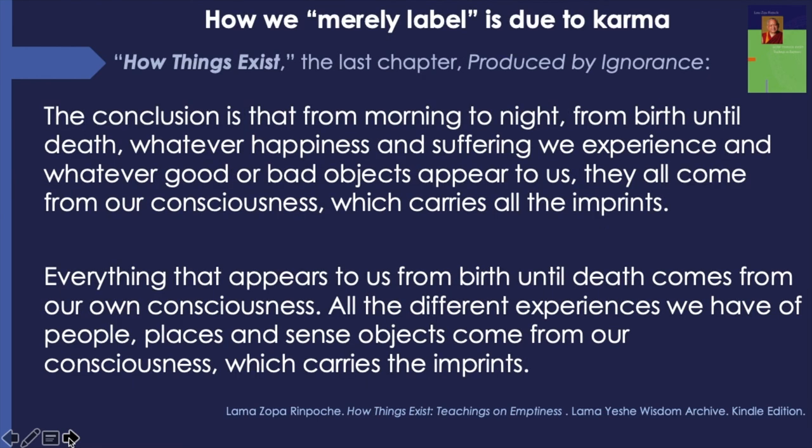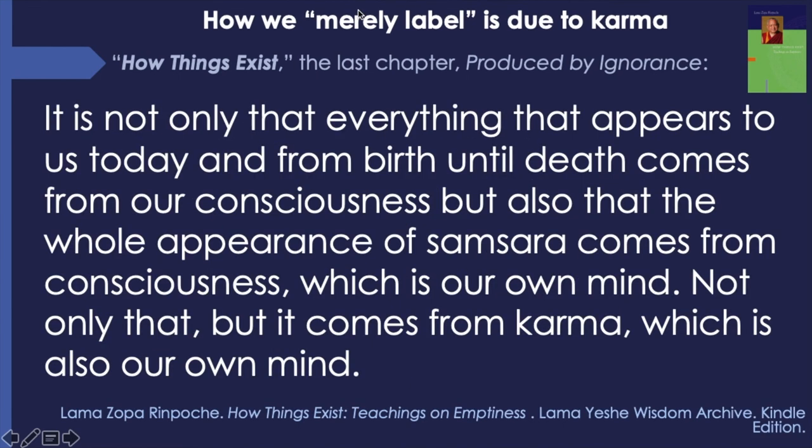The conclusion is that from morning till night, from birth until death, whatever happiness and suffering we experience, and whatever good or bad objects appear to us, they all come from our consciousness, which carries all the imprints. Everything that appears to us from birth until death comes from our own consciousness. All the different experiences we have of people, places, and sense objects come from our consciousness, which carries the imprints. It is not only that everything that appears to us today and from birth until death comes from our consciousness, but also that the whole appearance of samsara comes from consciousness, which is just our own mind. Not only that, but it comes from karma, which is also our own mind.